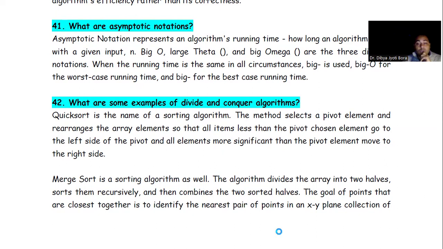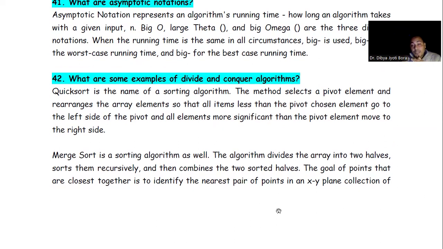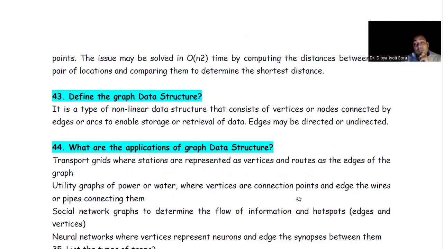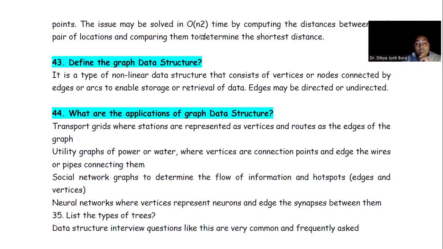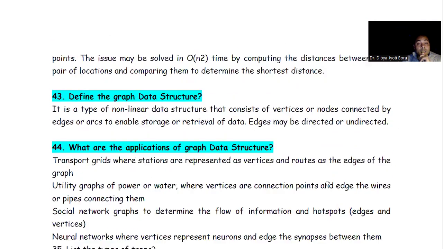Merge sort, I already told you. This algorithm divides the array into two halves, then sorts them recursively, and then combines those two sorted halves. The closest pair of points problem is to identify the nearest pair of points in an XY plane collection of points. This takes big O n square time. So you got it, the two famous examples of sorting algorithms which follow divide and conquer are quick sort and merge sort.